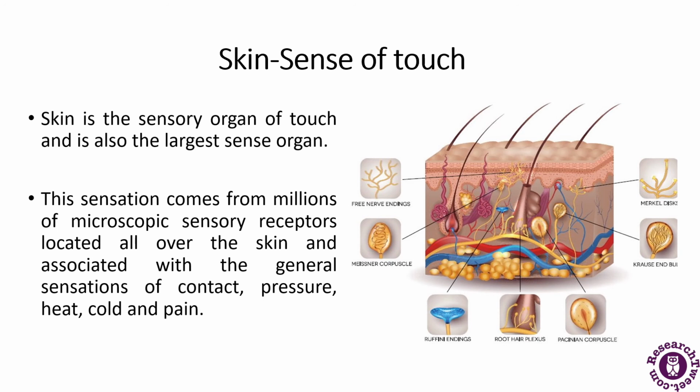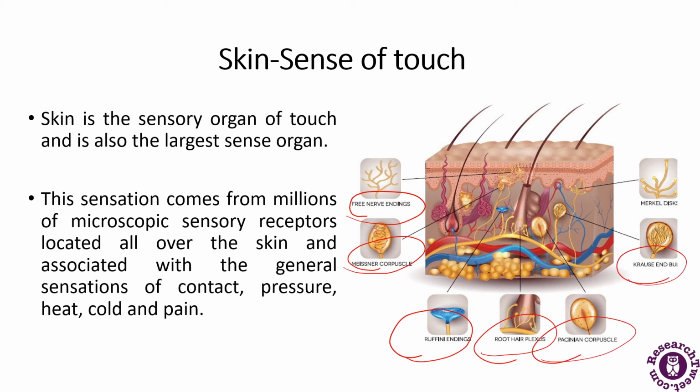As you can see, this figure is depicting skin receptors. There are free nerve endings, Meissner's corpuscles, Ruffini endings, root hair plexus, Pacinian corpuscles, end bulbs of Krause, and Merkel discs. So these are some of the skin receptors that are present on the skin.